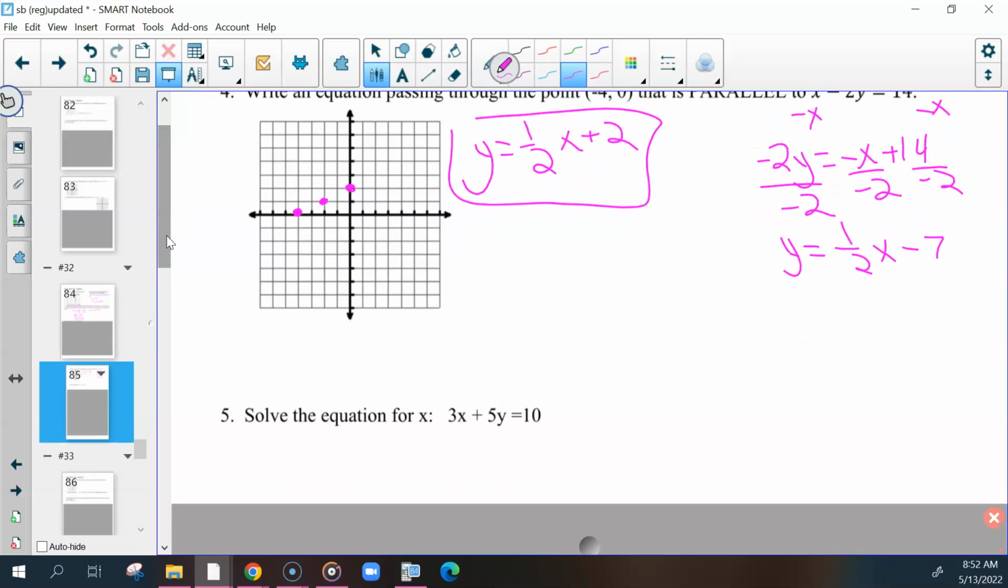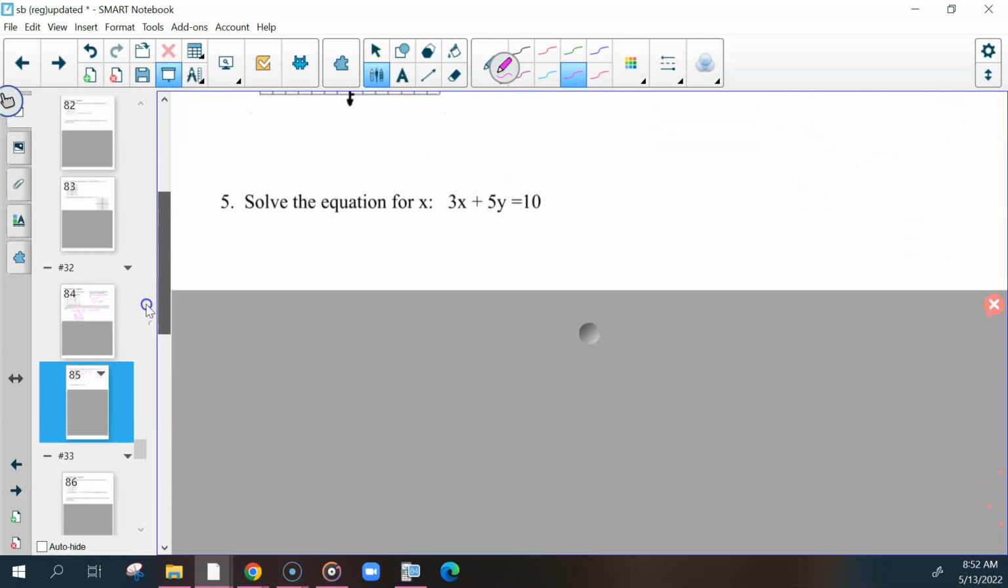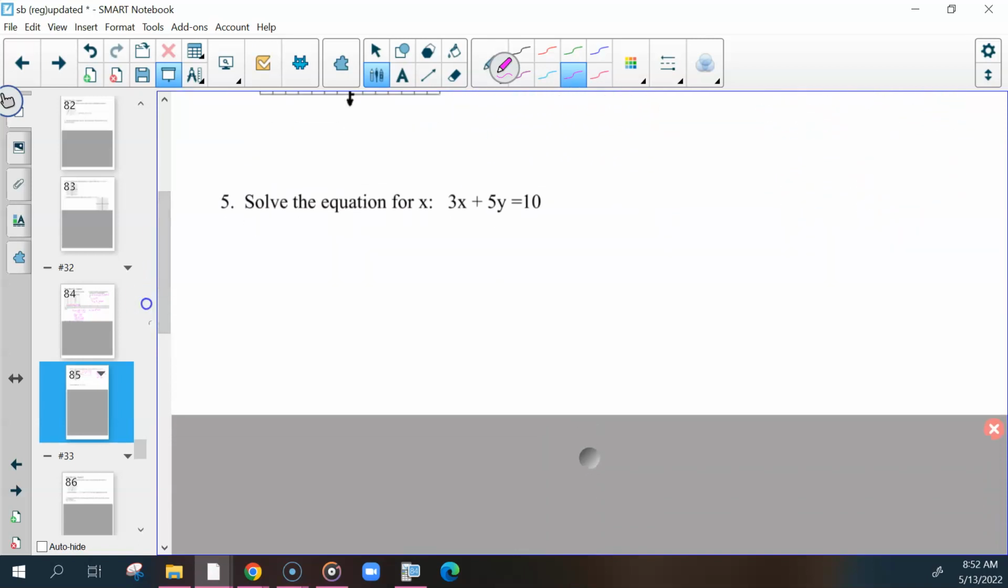And then for number 5, if we're solving this equation now for x, what would we do first? Subtract y. So 3x equals negative 5y plus 10. And then divide everything by 3. I'm going to show you this because there are different ways to answer this problem.